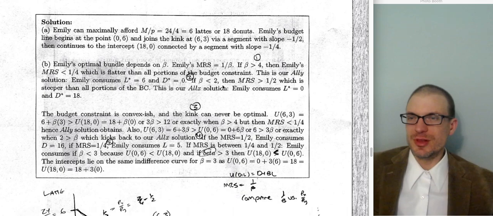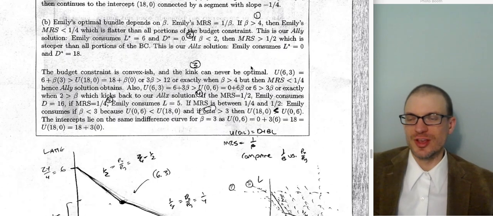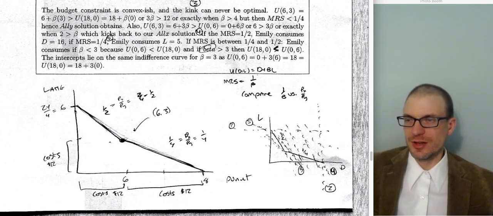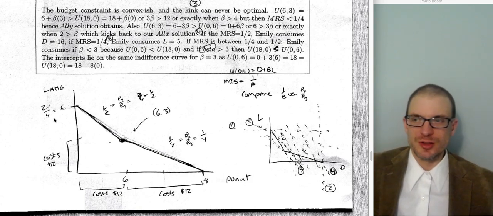All right. So Emily can maximally afford M over P, which is 24 over 4, or 6 lattes, or can maximally afford 18 donuts. We have to actually do some calculation to get those 18 donuts. So here's what the budget constraint looks like. This is income divided by the price of lattes. So step 1 is always let's find the vertical intercept of the budget constraint, or the intercept where the price is not changing.